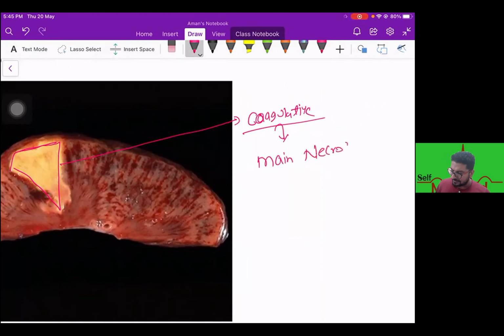So when you don't know the answer in the exam and you are confused, choose this answer. This is the safest choice, because this is the main necrosis, or you can use the word parent necrosis. Parent necrosis means it is the father of all the other necroses. It is the main necrosis. All other necroses are derived from this necrosis. And remember, this is classically seen in the heart.